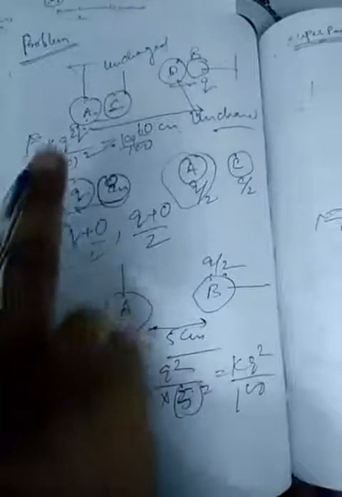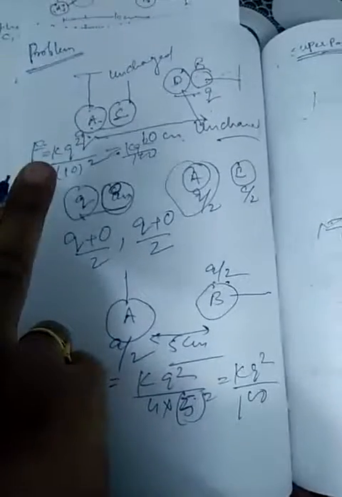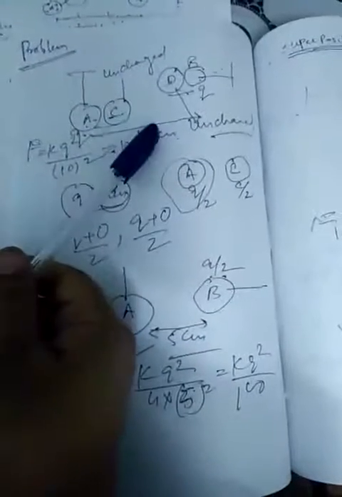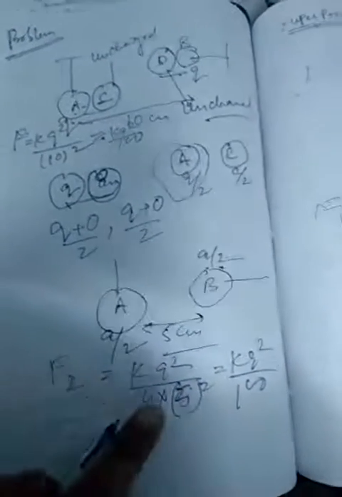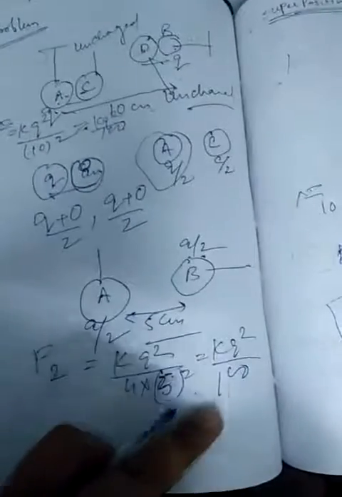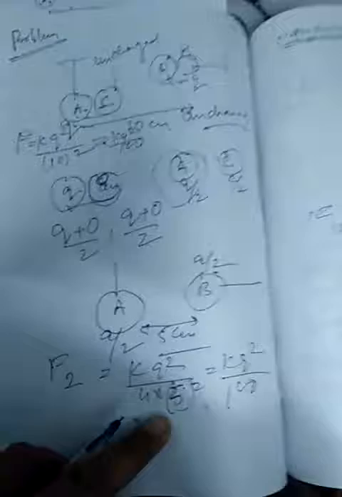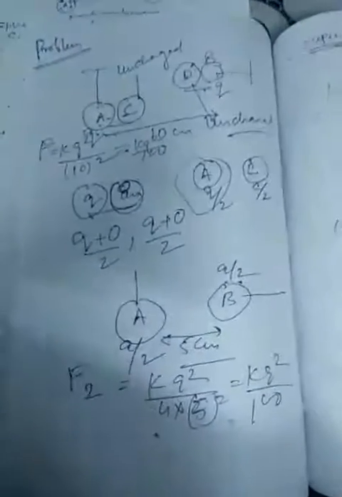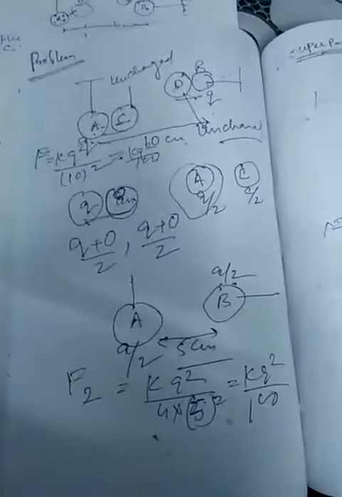So that means in this problem, whatever the force has been calculated, initially before touching the conductor and after touching the conductor, and after they are brought close together by 5 centimeter, the net force remains the same. So that is kQ square by 100. Here it is kQ square by 100, by the calculation which we have shown. That was one of the problems.